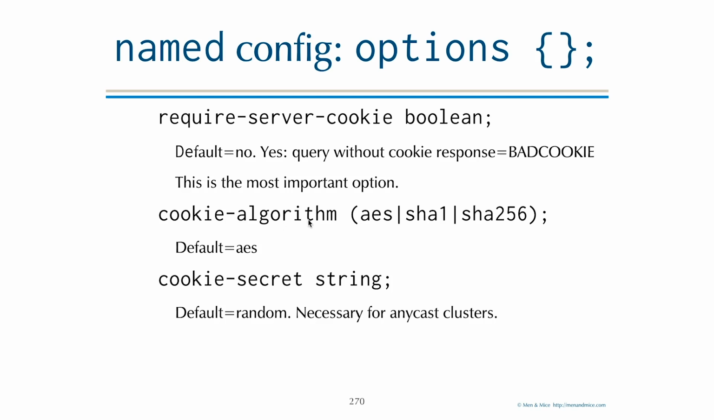Other things you can do, you can set the cookie algorithm, which is unlikely that you're going to need to do. You could explicitly set the cookie secret as opposed to having it generate one automatically. That is something you do need to do if this server shares its IP address with other servers. In other words, if it's part of an any-class cluster. Other than that, it's an option you won't use either.